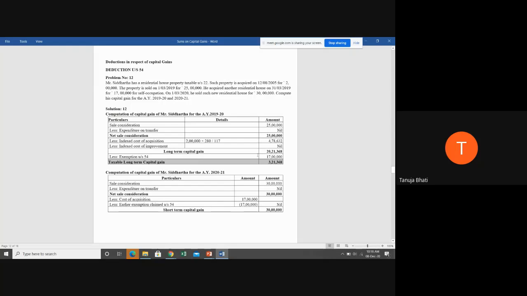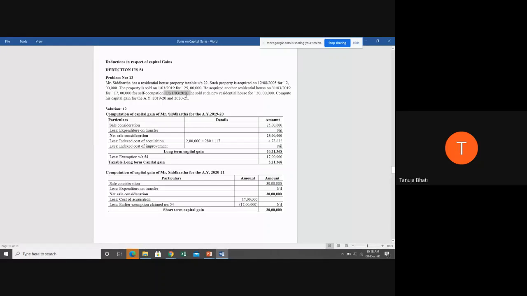you got taxable long-term capital gain as 3,21,368. Now, the condition under section 54 also says that if the new house is purchased, it should not be sold within a period of 3 years. And if it is sold within a period of 3 years, then what will happen, students? That benefit will be reversed and added to the cost of acquisition. So let us see ahead.